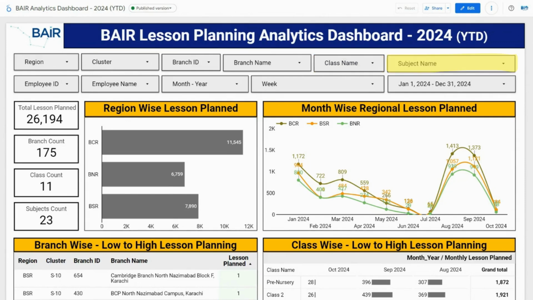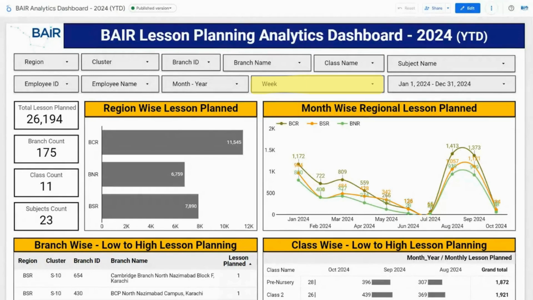Subject name. This allows users to filter the data by the subject. Employee ID. A filter based on employee ID lets users narrow down data related to specific staff members. Employee name. This drop-down complements employee ID by allowing users to filter data based on the name of the employee. Month and year. This filter enables users to view data specific to a selected month and year.